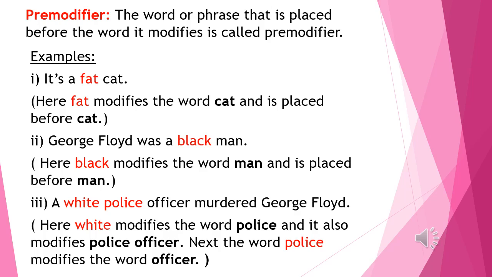At first, pre-modifier. The word or phrase that is placed before the word it modifies is called pre-modifier. Examples: It's a fat cat. Here fat modifies the word cat and is placed before cat. George Floyd was a black man. Here black modifies the word man and is placed before man.